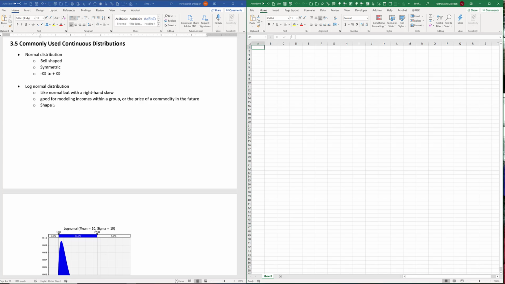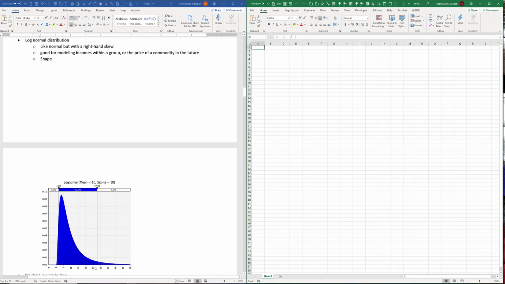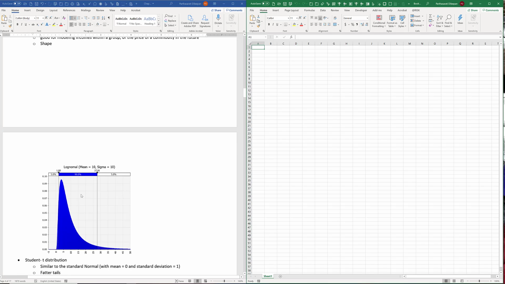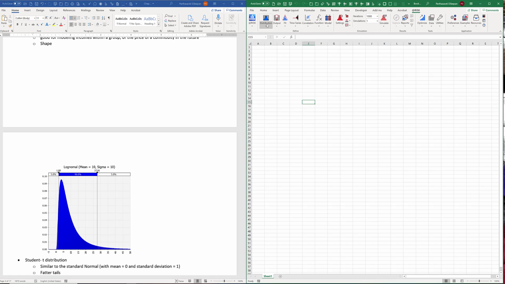It's good for modeling incomes within a group, where you'll find most of them stuck around the middle portion, and then there are just a small group of people way out to the right. So it's kind of skewed to the right. That would be like a log normal. So the log normal shape is something like this, and you can look at the shapes in the distribution.